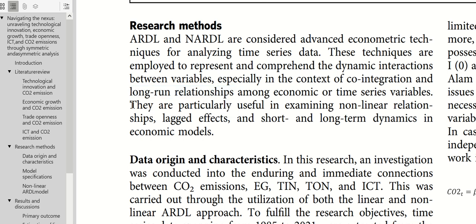Now we are moving forward. Step 4, identifying what extra value the method gives. They are particularly useful in examining nonlinear relationships, lag effects, and short and long-term dynamics in economic models. This one line tells us why ARDL and NARDL are called advanced methods.